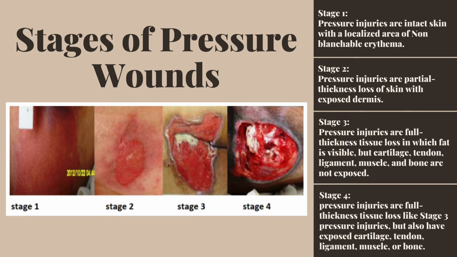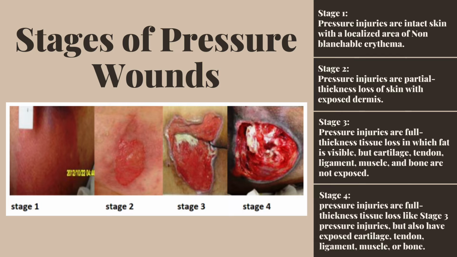Stage 1 pressure injuries are intact skin with a localized area of non-blanchable erythema where prolonged pressure has occurred. Non-blanchable erythema is a medical term used to describe skin redness that does not turn white when pressed. Stage 2 pressure injuries are partial thickness loss of skin with exposed dermis. The wound bed is viable and may appear like an intact or ruptured blister. Stage 2 pressure injuries heal by reepithelialization and not by granulation tissue formation.